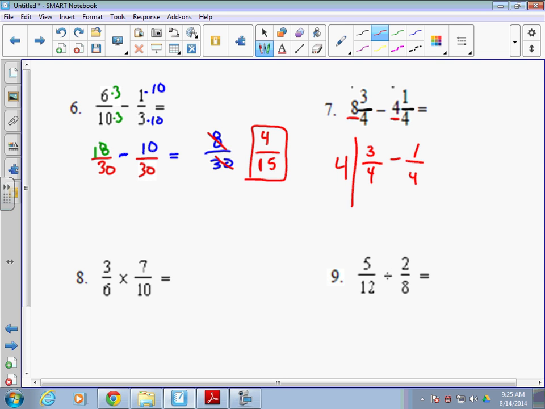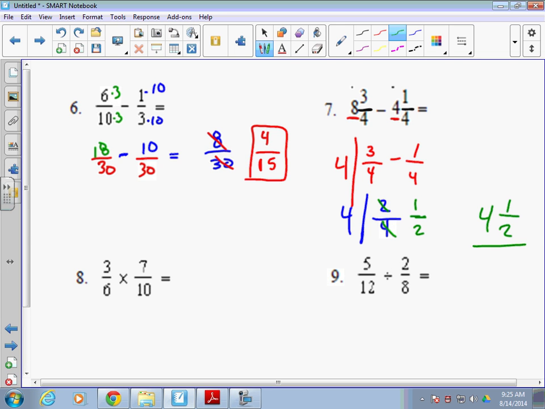3/4 minus 1/4, the bottom number is going to stay the same as 4. 3 minus 1 is 2. We can simplify, don't forget that there's a 4 up front. We can simplify 2 over 4, the number 2 goes into both of them. 2 times 1 and 2 times 2. So simplify to 4 and 1/2.